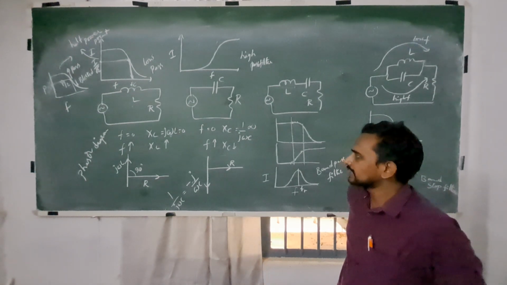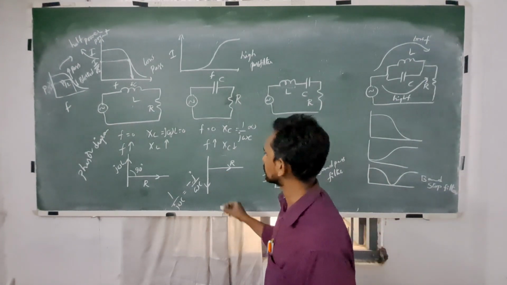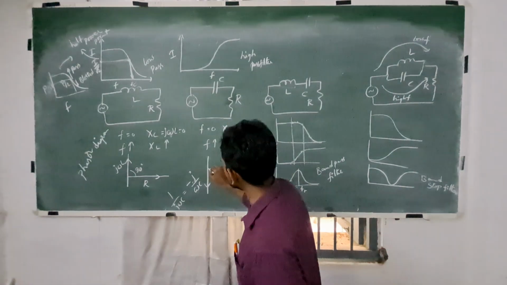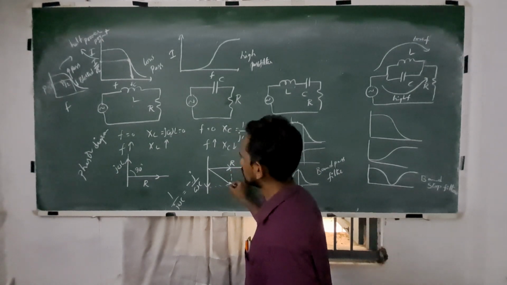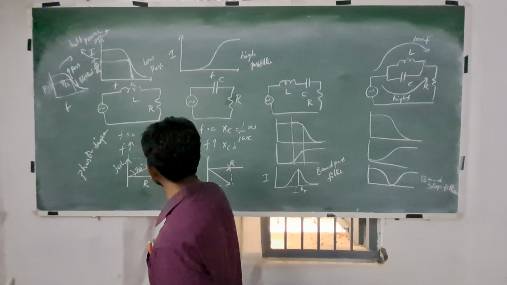So the phase angle comes from the slope of the resultant. Now the resultant impedance Z comes along this one. Impedance is the resultant of this one. This is Z.